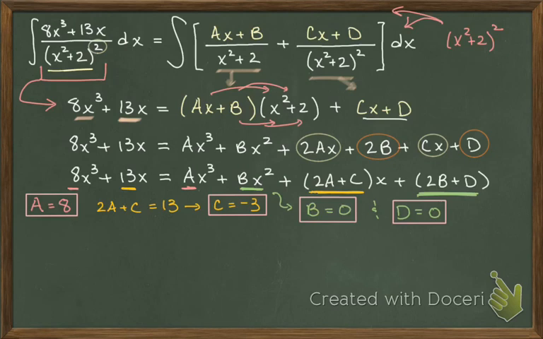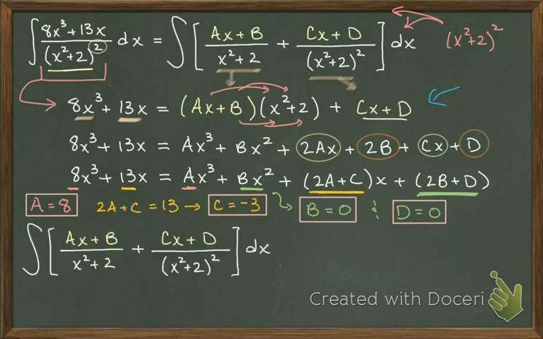Since I didn't have a lot to multiply out on the right-hand side, this was a relatively friendly method to use. Sometimes over here you've got a lot more to multiply, and that's what makes this method a little bit uglier. So I'm going to rewrite my integral then. I know that a is 8 and b is 0. So in that first fraction I get 8x plus 0, or just 8x, in the numerator. The second fraction, c is negative 3 and d is 0, so I've got just a negative 3.